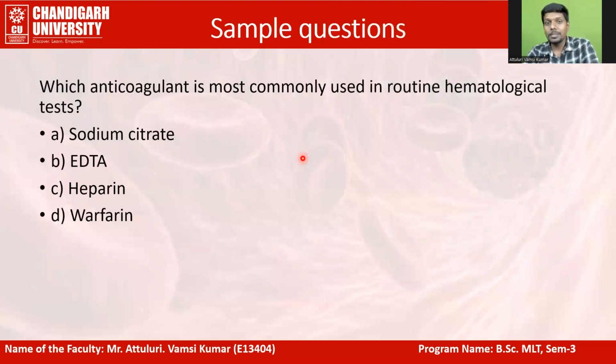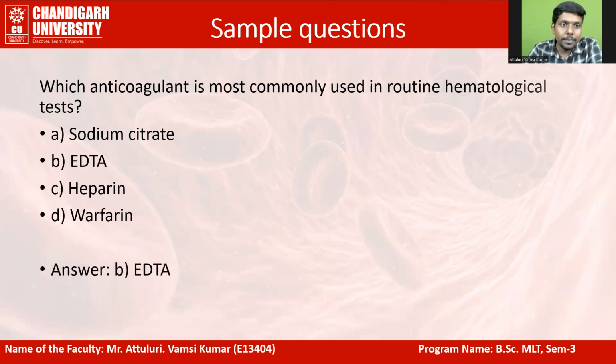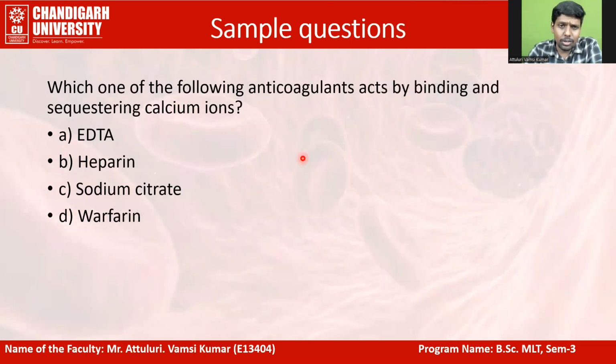Which anticoagulant is most commonly used in hematology? Sodium citrate, EDTA, heparin, or warfarin? The answer will be EDTA. Then, which one of the following anticoagulants acts by binding and sequestering calcium ions? That will be EDTA only. EDTA will remove calcium from the blood.